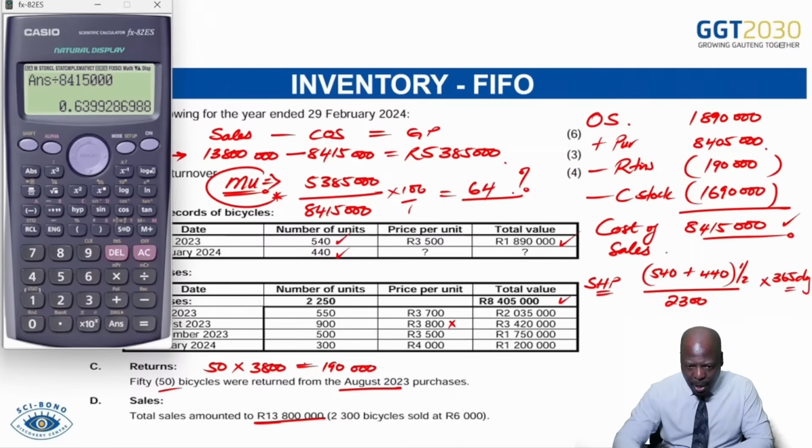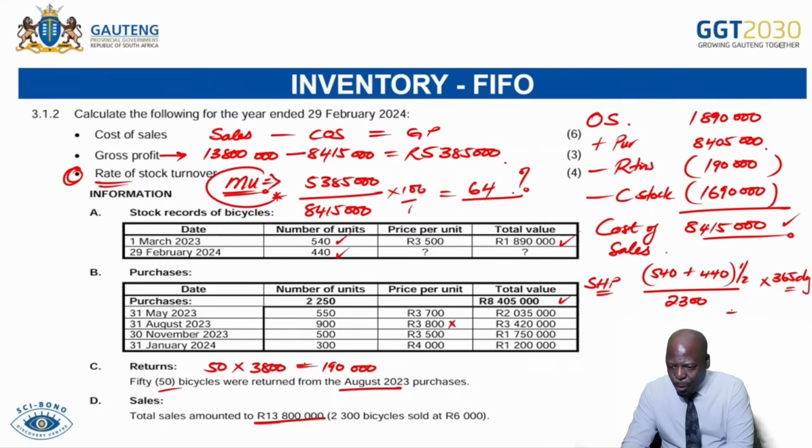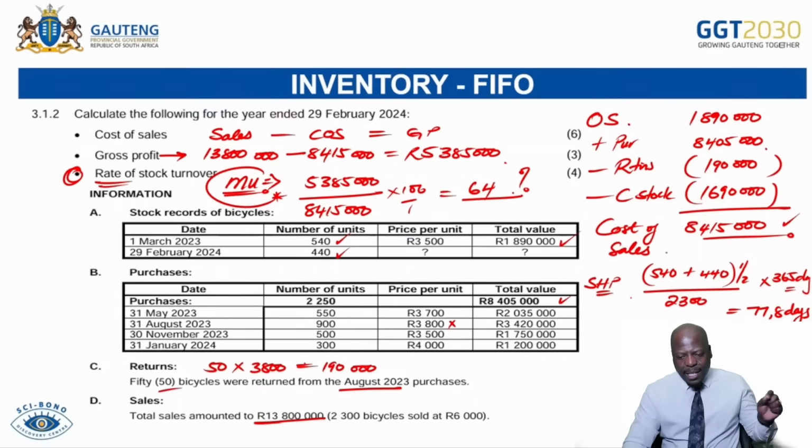Let's see if we can do this together. You say 540 plus 440, then equals, then you divide by 2, and that gives you 490. Then you say 490 divided by 2,300, and then you multiply by 365. That will give you 77.8 days. That is the stock holding period, if that is what the examiner wants.